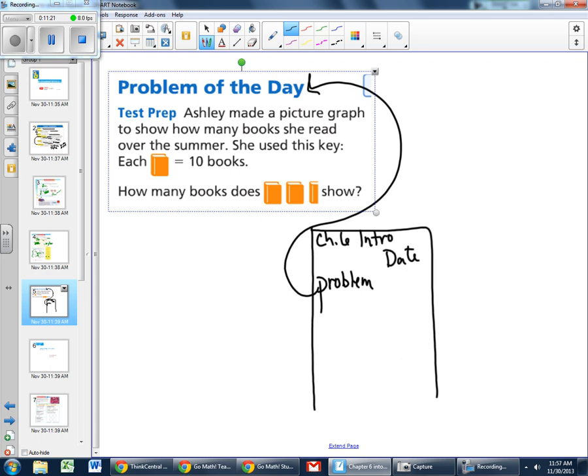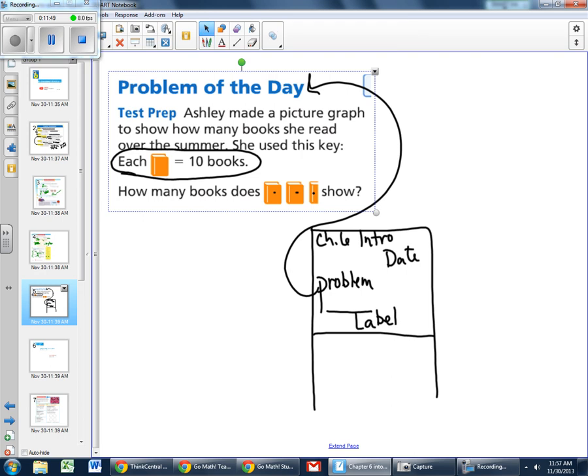Ashley made a picture graph to show how many books she read over the summer. She used this key. Each book equals 10 books. How many books does 2.5 books show? Remember to write your equation, and don't forget to label it. And then just go ahead and draw a line across the bottom, because we'll use the bottom of it next time. Adding to our math journals.